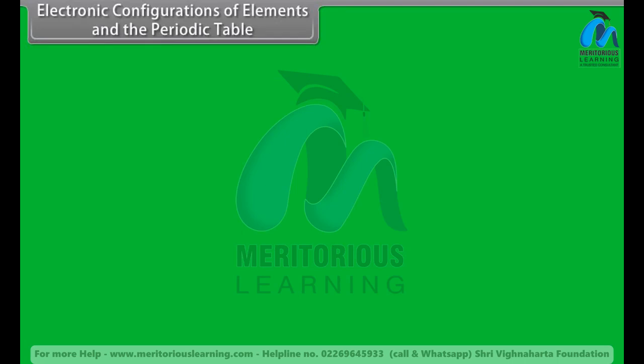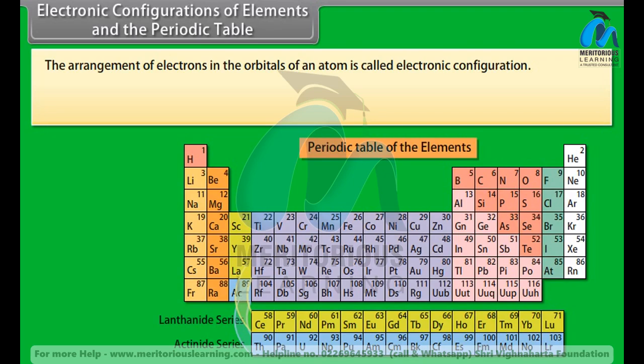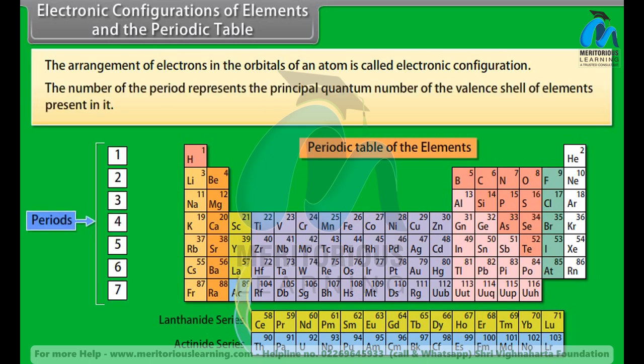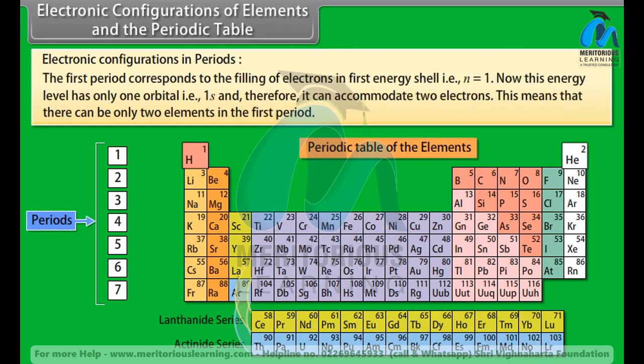Electronic configurations of elements and the periodic table. The arrangement of electrons in the orbitals of an atom is called electronic configuration. The number of the period represents the principal quantum number of the valence shell of elements present in it. Electronic configurations in periods. The first period corresponds to the filling of electrons in the first energy shell, that is, n equals 1. This energy level has only one orbital, 1s, and therefore it can accommodate 2 electrons. This means that there can be only 2 elements in the first period.